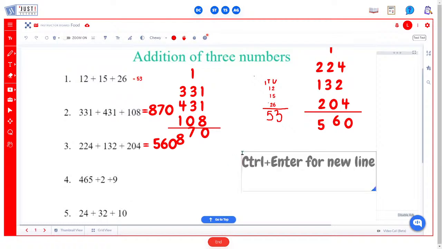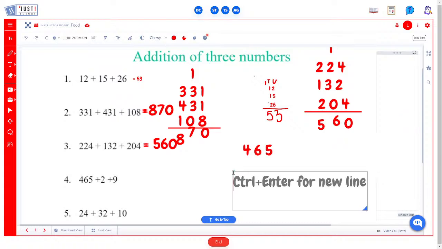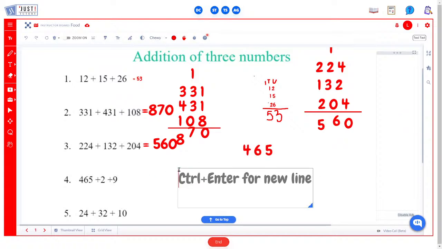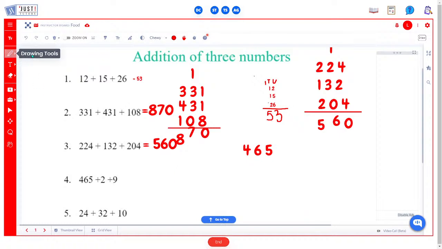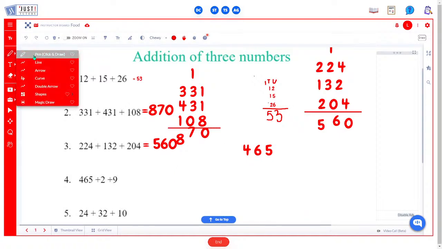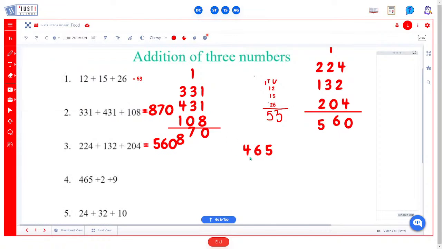Now let's get to another question. Question number 4. 465, and this time we have a 2 just below. Now this is a bit confusing. Many children get confused over here. Have a look at this. You would think where to put this 2. Should we write this 2 over here, or over here, or should we write this 2 in the center? Where should we write the 2?